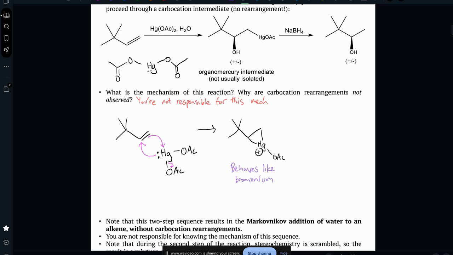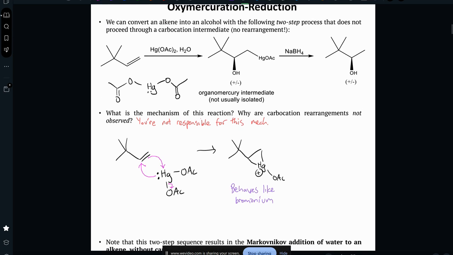with whatever nucleophile is at hand. In this case, water is the nucleophile that's at hand. So I'm going to use water to attack the more substituted carbon and open up that three-membered ring. Okay, when I do that, it gives me this organomercury intermediate. All right, that is essentially the mechanism for that first step.